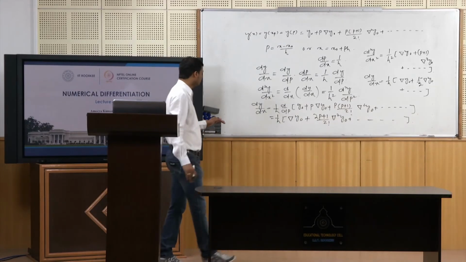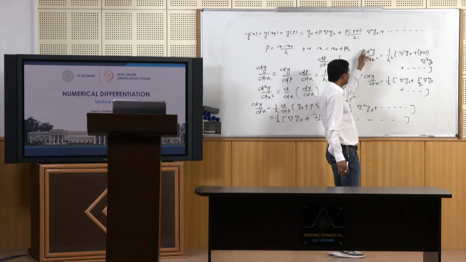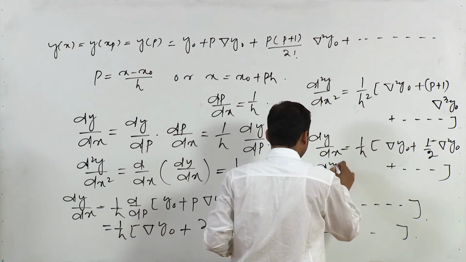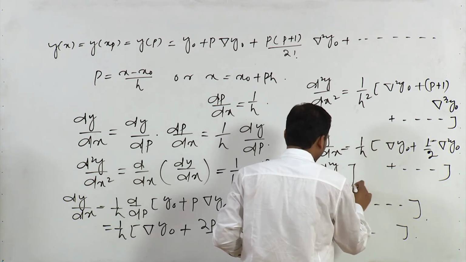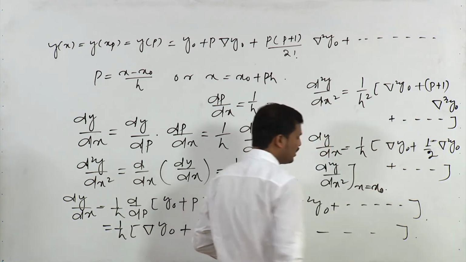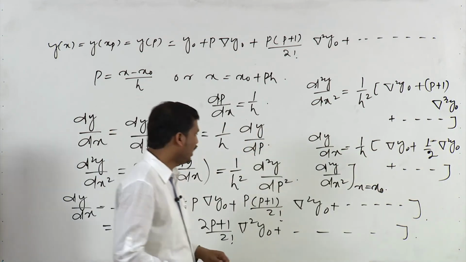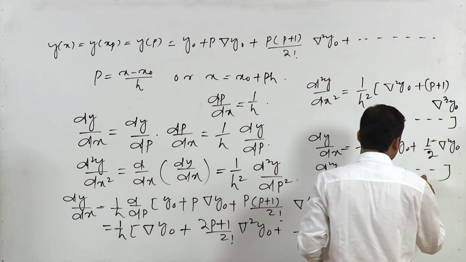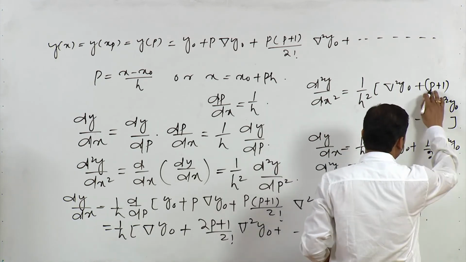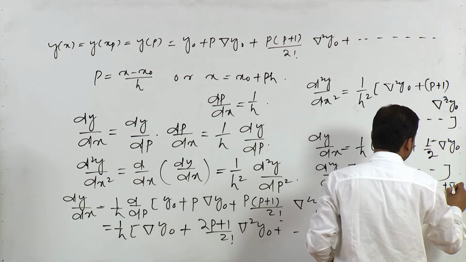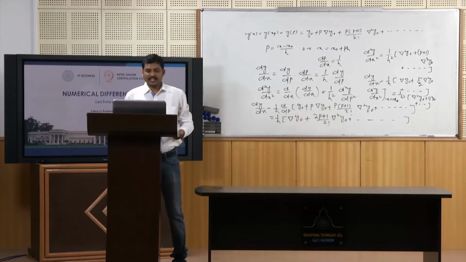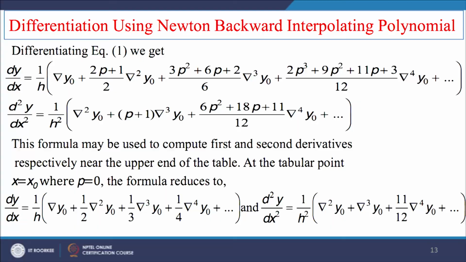Similarly, if you put p equals 0 in d square y by dx square, then we can obtain the value of d square y by dx square at exactly x equals x0 at the lower end of the table. At that point it is 1 by h square, where the first value is nabla square y0 plus, with p equals 0, nabla cube of y0, plus all other terms, and the next term gives you 11 by 12 del to the power 4 of y0.